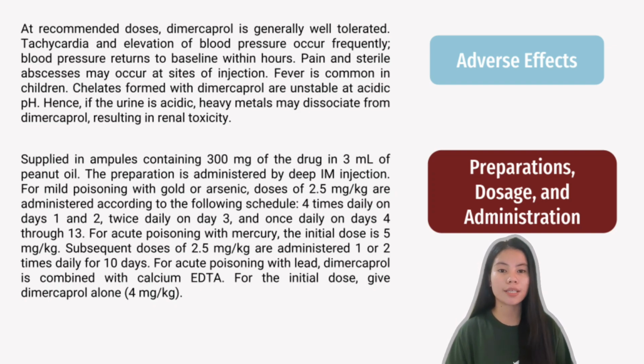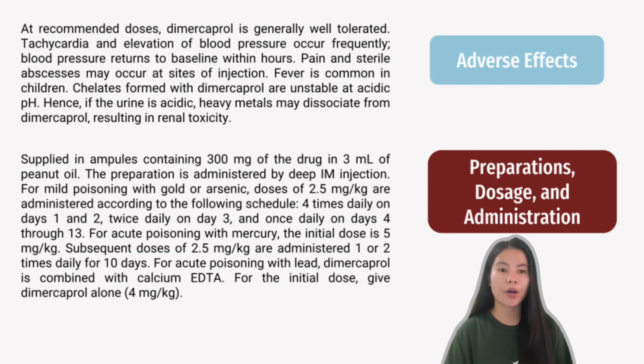Then preparations, dosage, and administration. So, dimercaprol is supplied in ampoules containing 300 milligrams of the drug in 3 ml of peanut oil. So, the preparation is administered by deep intramuscular injection. So, for mild poisoning with gold or arsenic, doses of 2.5 mg per kilogram are administered according to the following schedule. So, 4 times daily on days 1 and 2, then twice daily on day 3, and once daily on day 4 through 13.